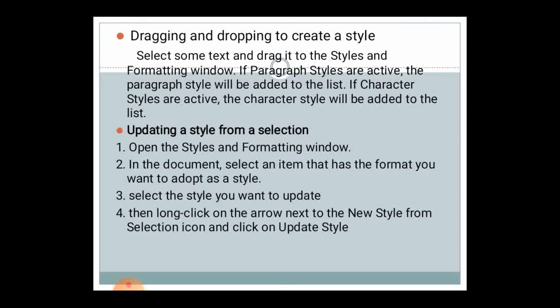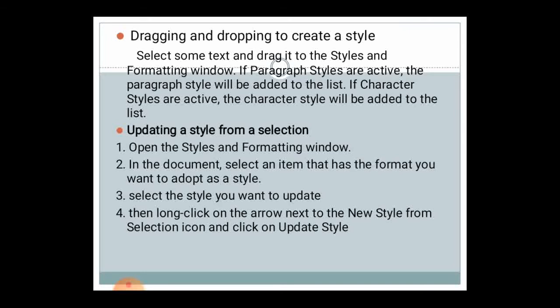If paragraph styles are active, the paragraph style will be added to the list. You have to select what type of text is to be added to your existing one. After selecting, you have to move to the styles and formatting window. After clicking onto it, the paragraph style icon will be active, and you can apply it. If character styles are active, the character style will be added to the list. Whatever type of style is being followed will be added.